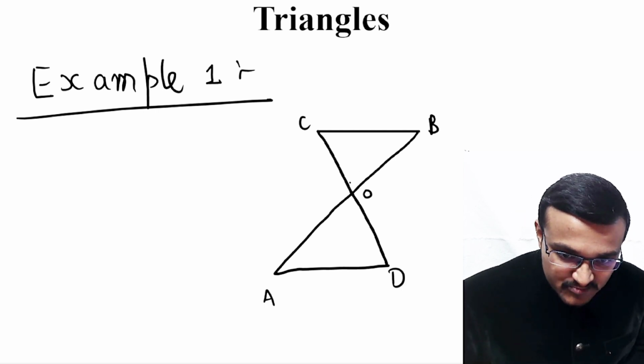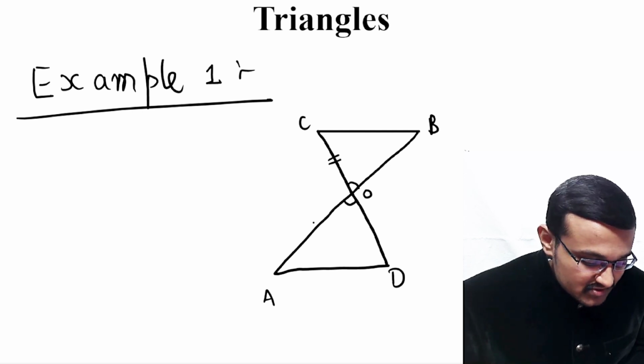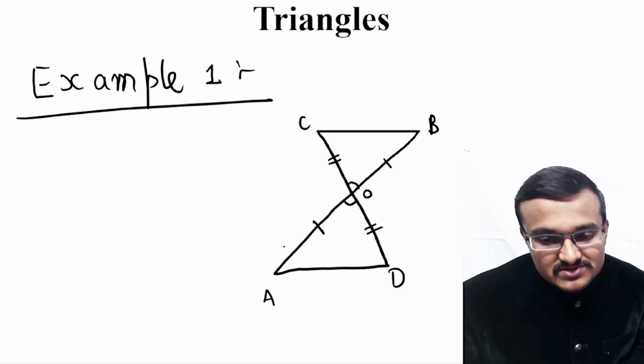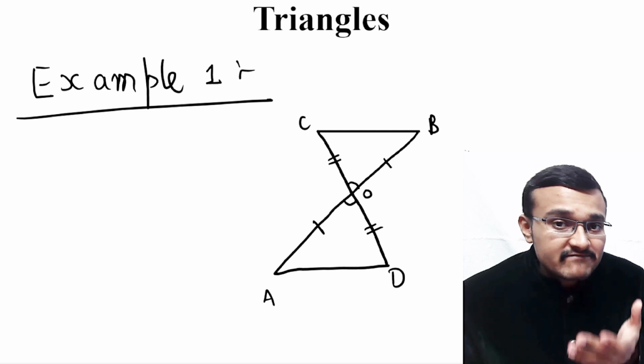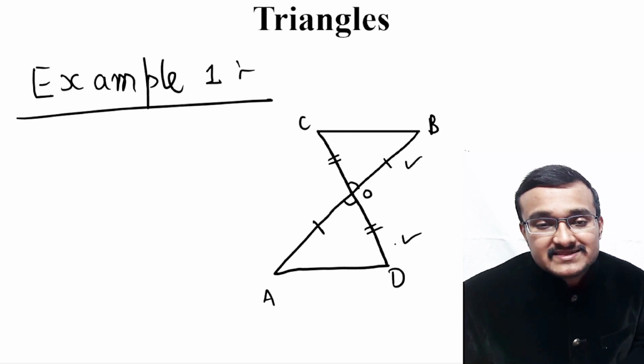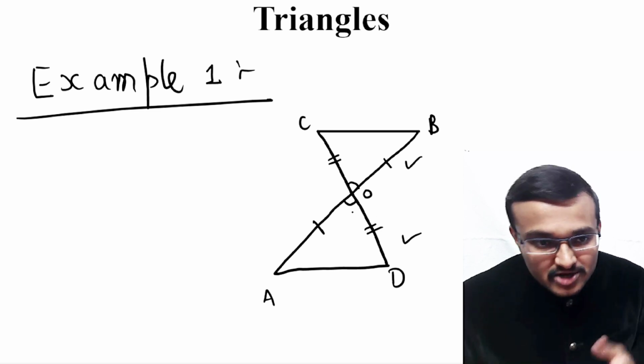Here, this particular angle is equal to this particular angle. This particular side is equal to this particular side, and this side is equal to this side. Now you have to prove whether these two triangles, OCB and OAD, are congruent or not.